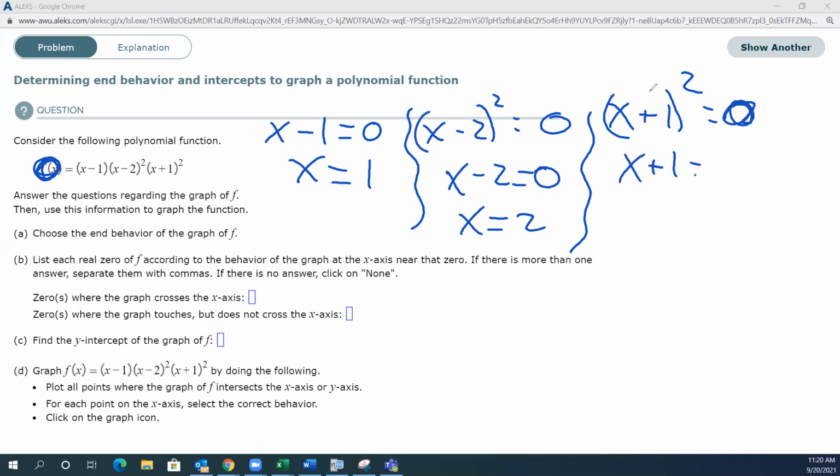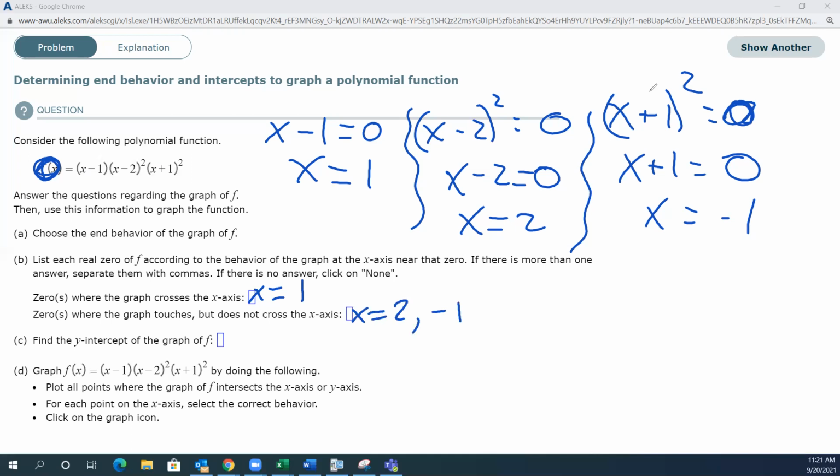Square root, subtract 1. Okay, and we have 3 x-intercepts: 1, -1, and 2. All righty. There are zeros where the graph crosses the x-axis, and zeros where the graph just touches it but doesn't cross it. You can double check this all on your graph, but it crosses the x-axis when x is 1. No, I'm sorry, -1 is not one of them, just 1. It just touches the x-axis when x is 2 and -1.